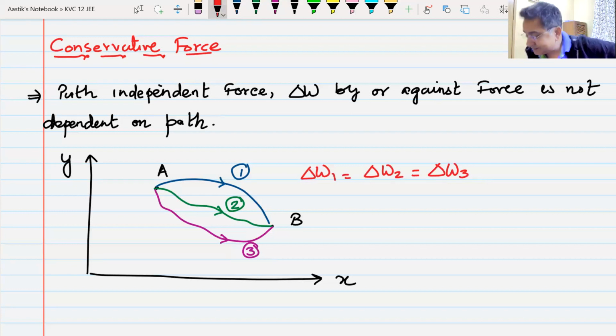Do we understand this? Yes, sir. Does this path independent remind you of something that we have just now done? Maybe two or three days before. Path independent. Does not depend on path.